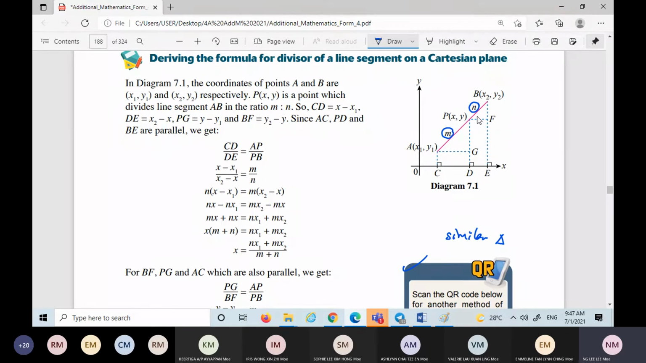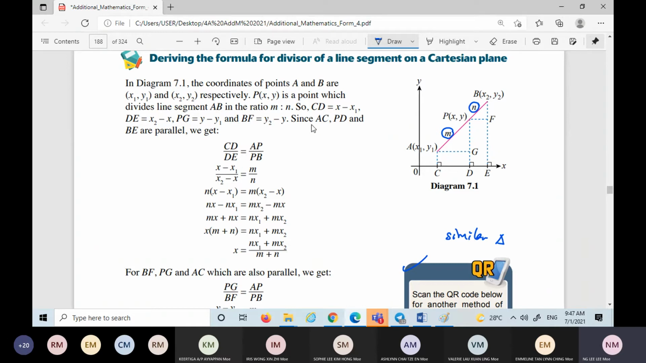Next, CD. They are finding this length. How to find this length? You use the x coordinate for the point P and A, minus. So x minus x1. Then DE, the same thing: x2 minus x. And then PG, use the y coordinate. And then BF, use the y coordinate, and then minus. So you have the length for this, and this.